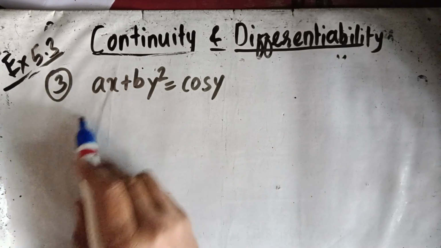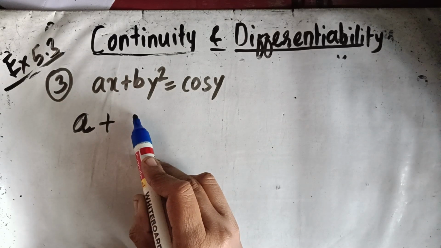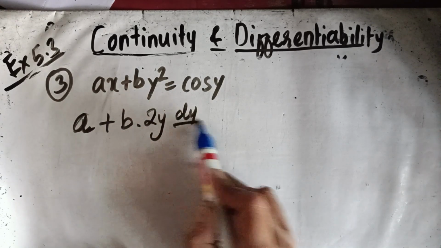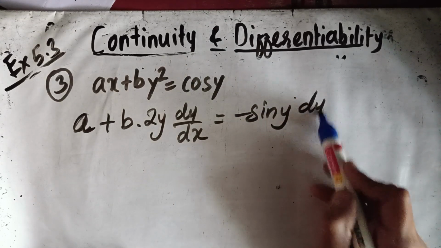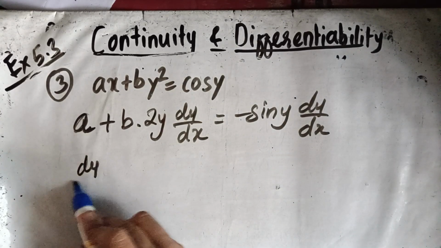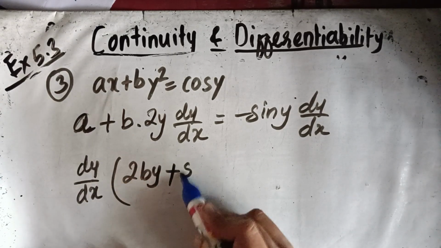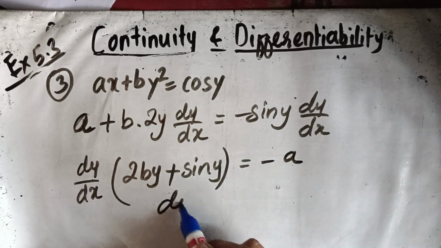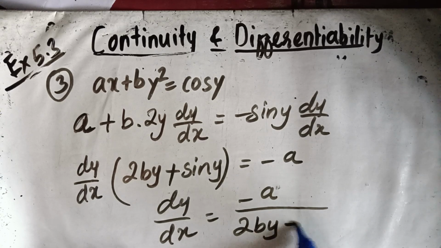Next is this. So this is a into 1. Then b is constant. Y square you can write 2y dy by dx. And cos y is minus sin y into dy by dx. So again taking dy by dx terms together, 2by plus sin y equal to minus a. So dy by dx is minus a upon 2by plus sin y.